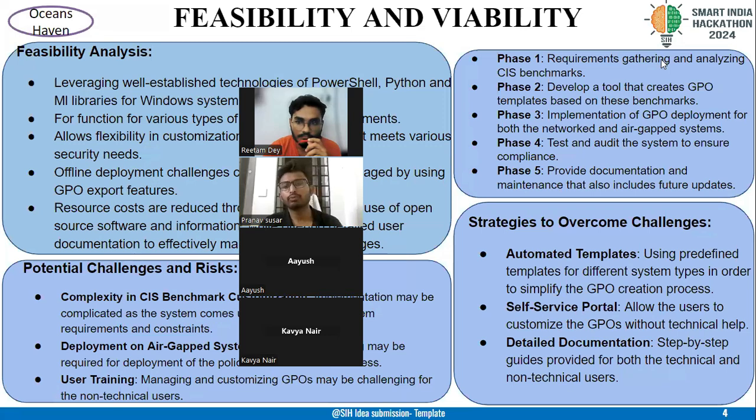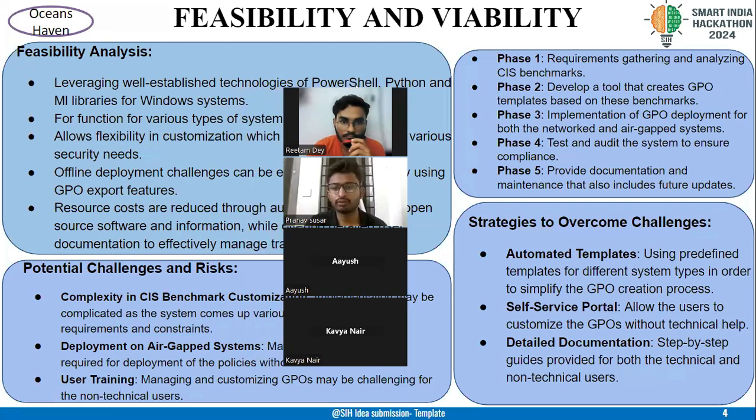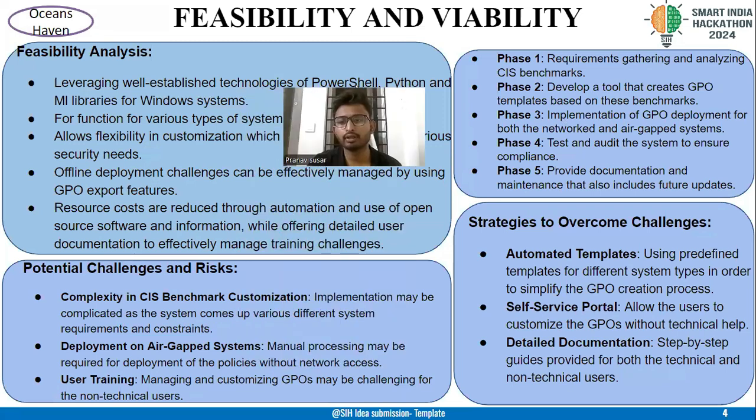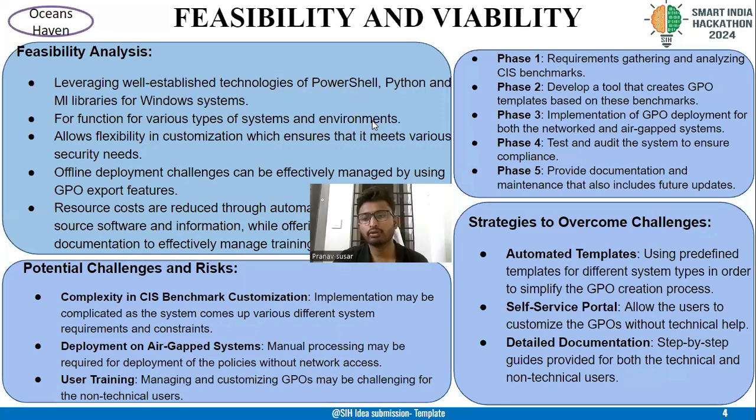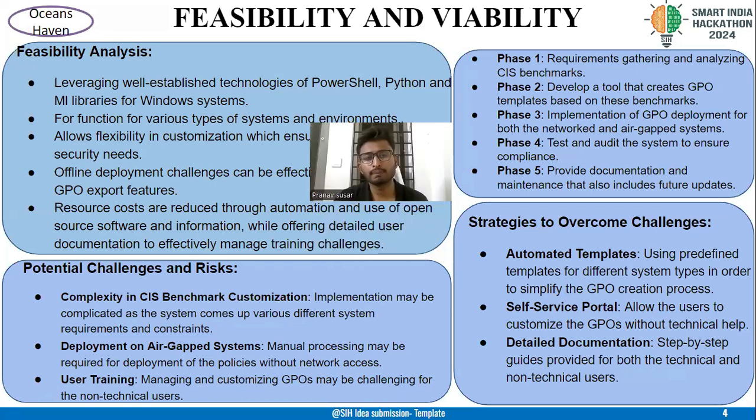So we divided our project into 5 phases. The first phase is the requirements gathering and analysis of CIS benchmark. Then the second phase is we are going to develop a tool that creates a GPO template based on this benchmark. Phase 3 is implementation of GPO deployment for both the network and air gap system. Then phase 4 is to test and audit the system to ensure compliance. Then phase 5 is to provide documentation and maintenance that also includes future updates.